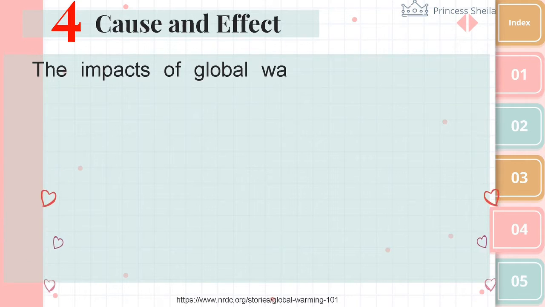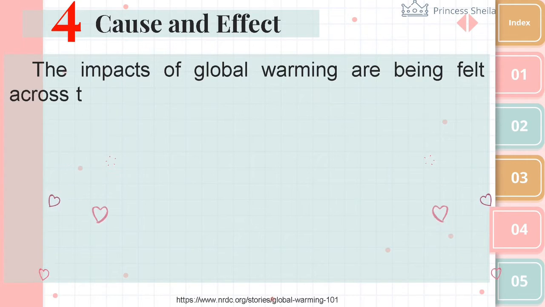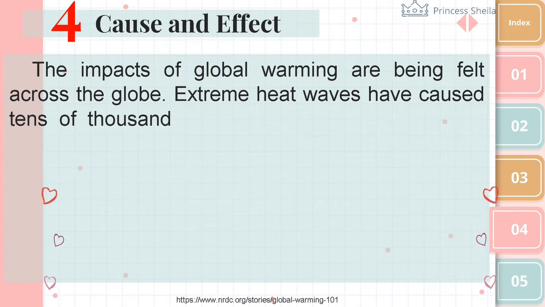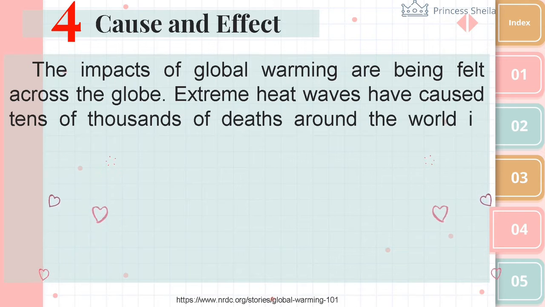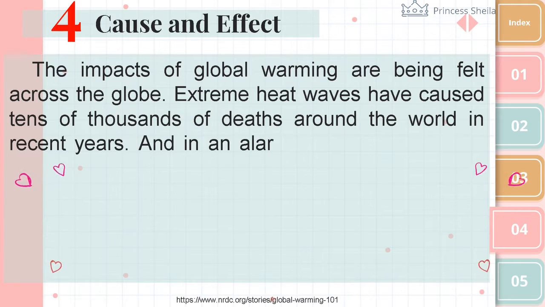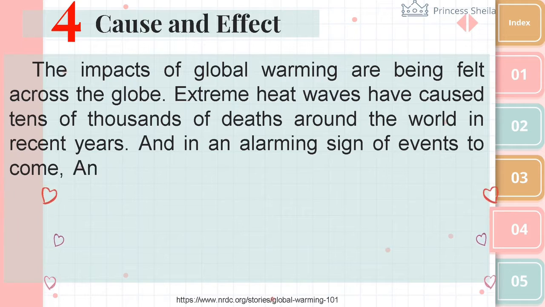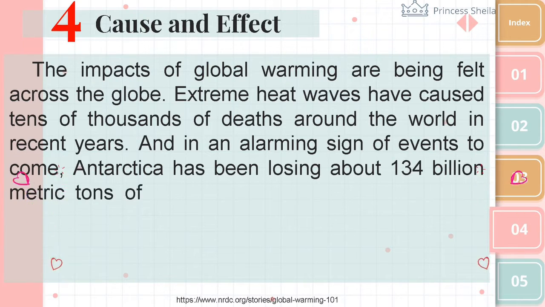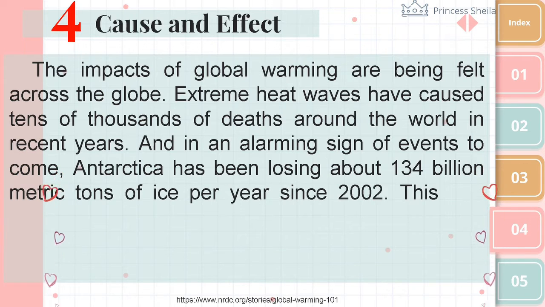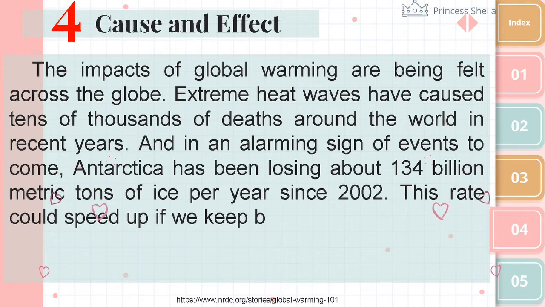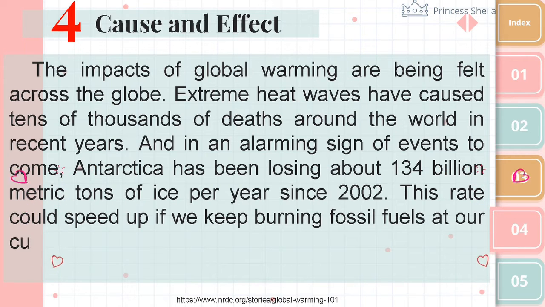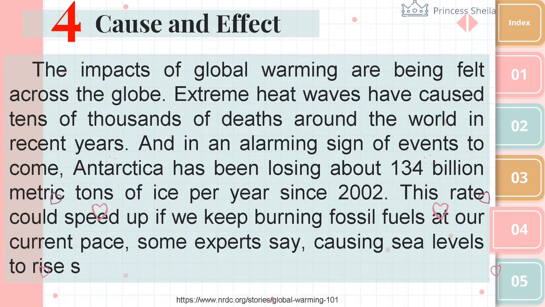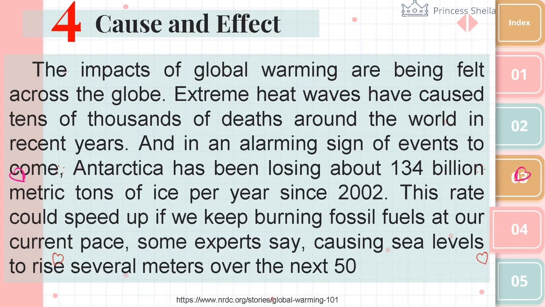Here's an example. The impacts of global warming are being felt across the globe. Extreme heat waves have caused tens of thousands of deaths around the world in recent years. And in an alarming sign of events to come, Antarctica has been losing about 134 billion metric tons of ice per year since 2002. This rate could speed up if we keep burning fossil fuels at our current pace, some experts say, causing sea levels to rise several meters over the next 50 to 150 years.